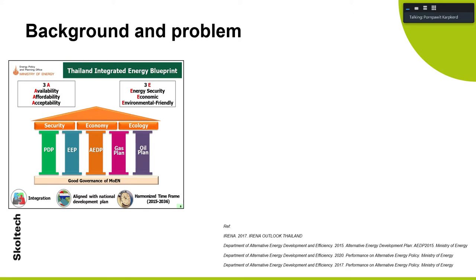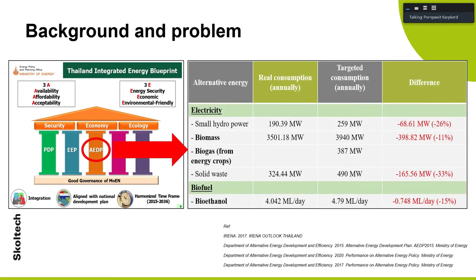So in Thailand, we have our own energy development plan called Thailand Integrated Energy Blueprint. And this blueprint consists of 5 energy plans which describe different views, different goals, and different policies of energies. But I want us to see this one, the AEDP, the Alternative Energy Development Plan. The AEDP determines the alternative energy consumption goals in several alternative energies. And if we see in this year, in 2021, some alternative energy, such as solar energy and wind energy, already met the target as stated in AEDP.